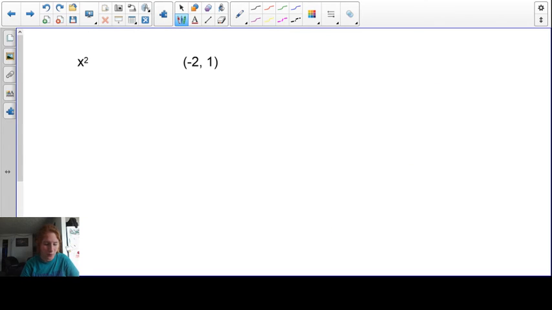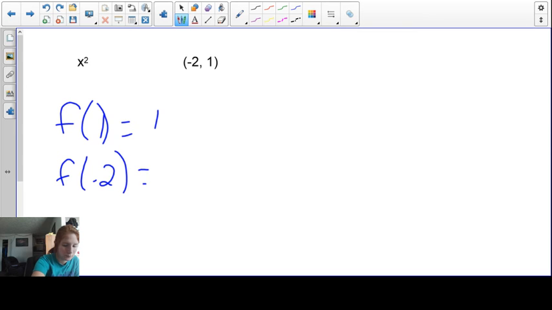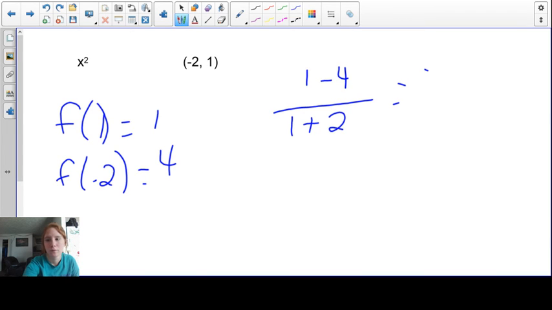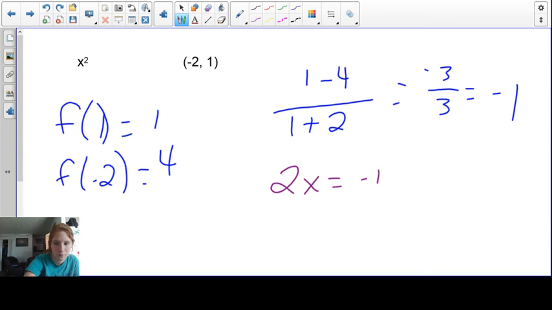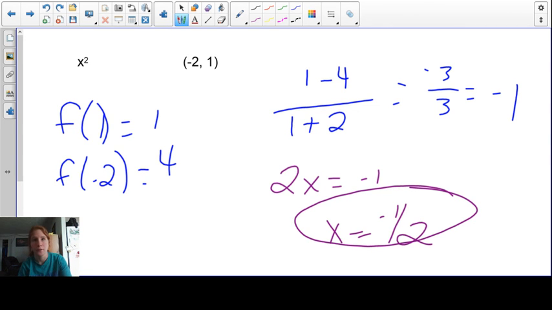So let's go ahead and try this next one on our own. So then you should get your x value of negative 1/2.